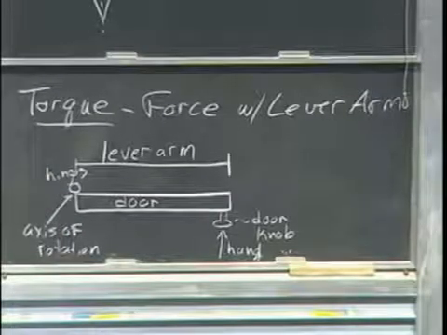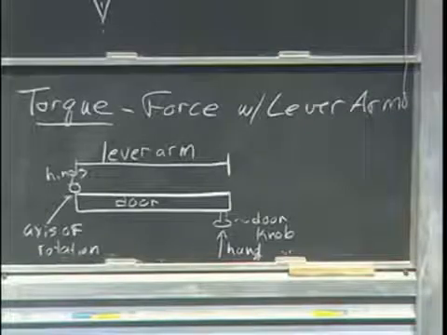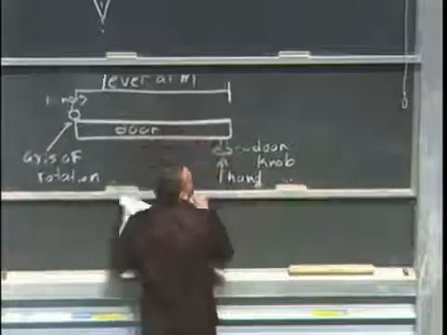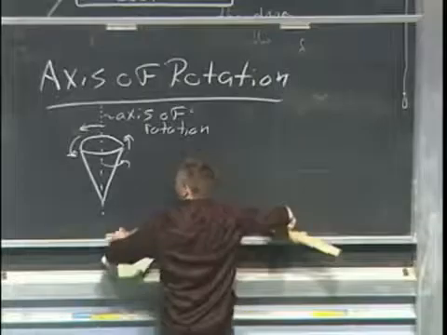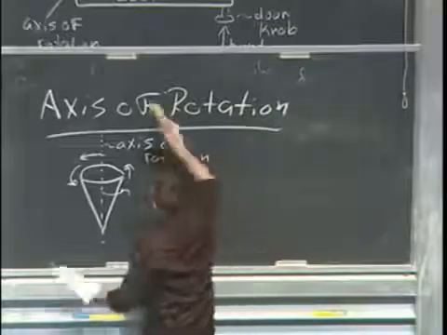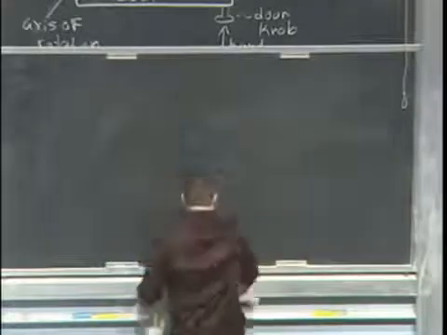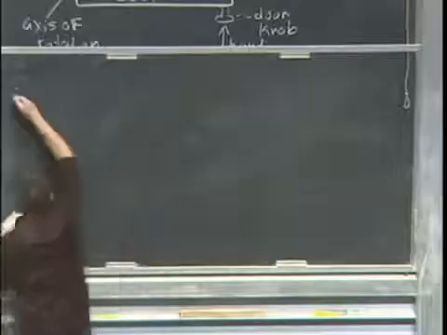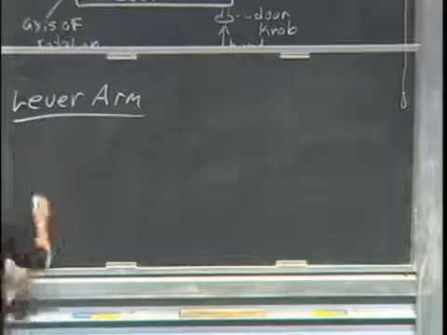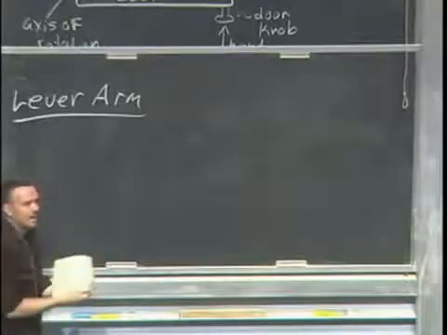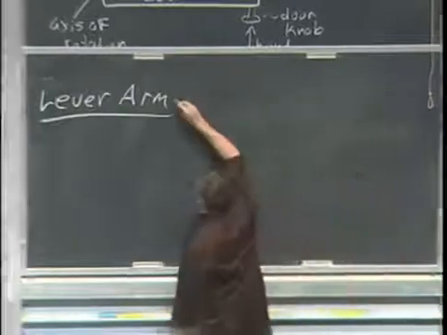So let's just define that really quickly. The lever arm is the distance between the axis of rotation and the point where the forces are being applied.